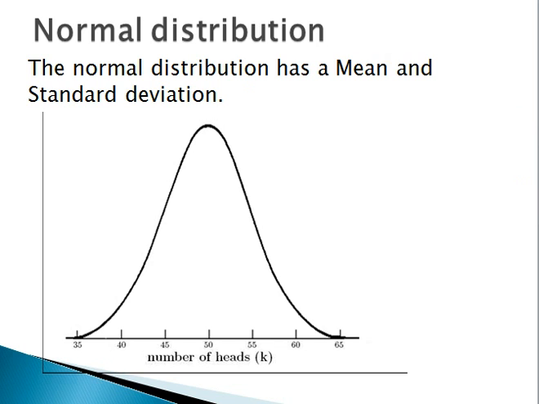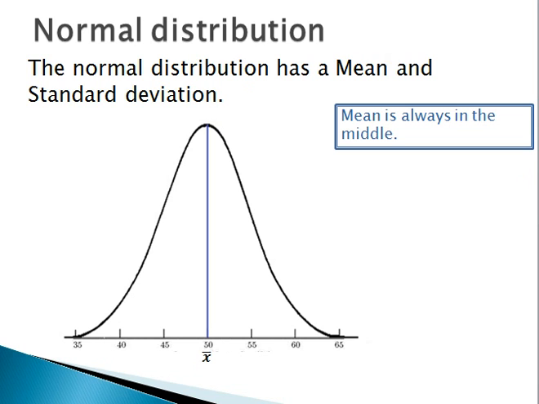A normal distribution has a mean and a standard deviation. And the standard deviation, I'll try and explain this easily, what it actually means. The mean is always in the middle, right? The center, average, all names for it. And you see here on the bottom that it's X bar.